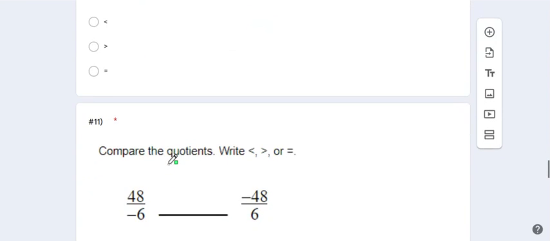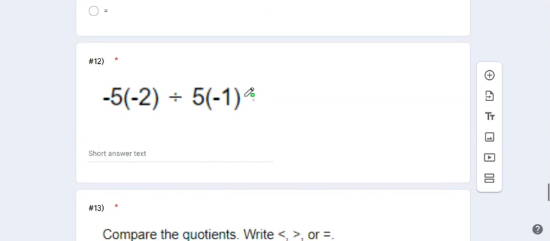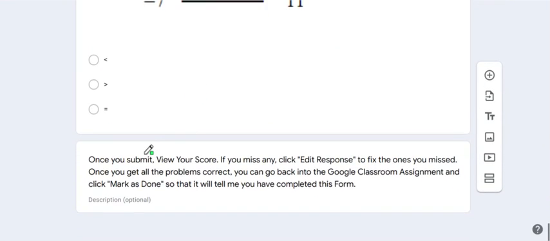So do the same thing in number 11. Number 12, be sure you multiply and divide from left to right. Okay, once you submit, view your score, and click Edit Response to fix the ones that you missed so that eventually you get every problem correct.